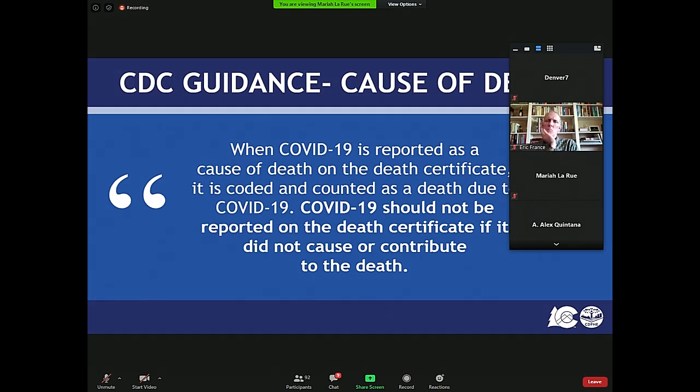Again, when COVID-19 is reported as a cause of death on the death certificate, more than likely it will be determined to be the underlying cause of death and contribute to those underlying mortality statistics. But again, if COVID-19 was not determined to be part of the cause of death, it should not be reported on the death certificate if it did not cause or contribute. So I got ahead of myself a little earlier mentioning a few of these, but worth reiterating.